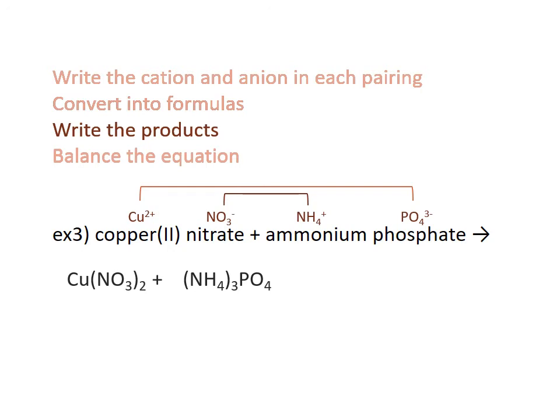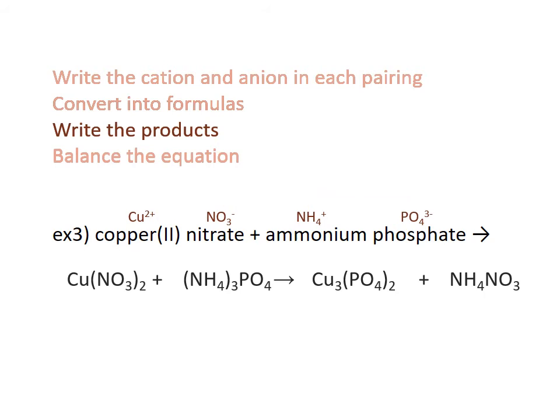So when copper 2 and phosphate come together, that's a +2 and a -3, the lowest common charge is 6. So I will need 3 coppers to give me a +6. I will need 2 phosphates to give me a -6. And when I bring ammonium and nitrate together, of course, I always write the positive before the negative. I got a +1, -1, it already balances out. So ammonium, I need 1 of those to give me a +1, and then nitrate, I just need 1 of those to give me a -1. It is balanced out.